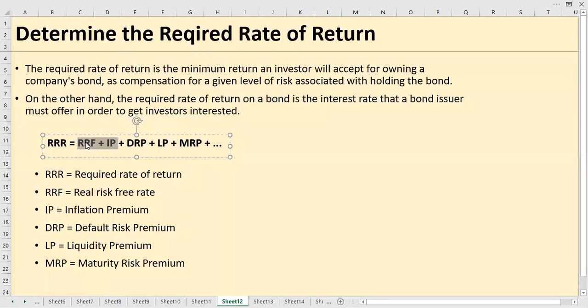Normally we say that real risk-free rate plus inflation premium is equal to nominal rate. Nominal rate is what is given in the bond. Normally we say it like that, right? So those two are going to be the same for each and every bond in the market. But default risk premium, liquidity premium, market risk premium, and other premiums are going to change from bond to bond, by company to company.